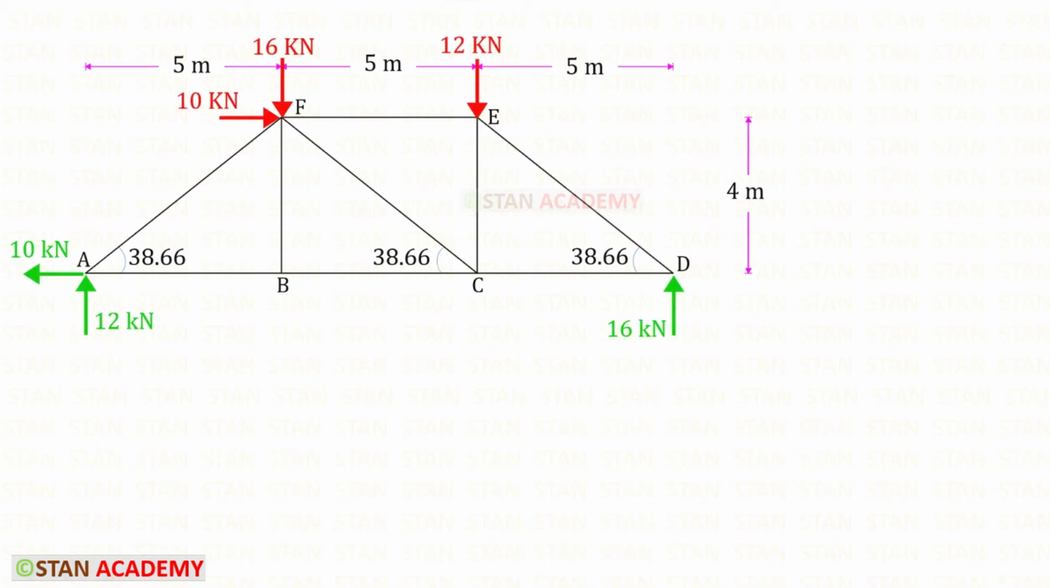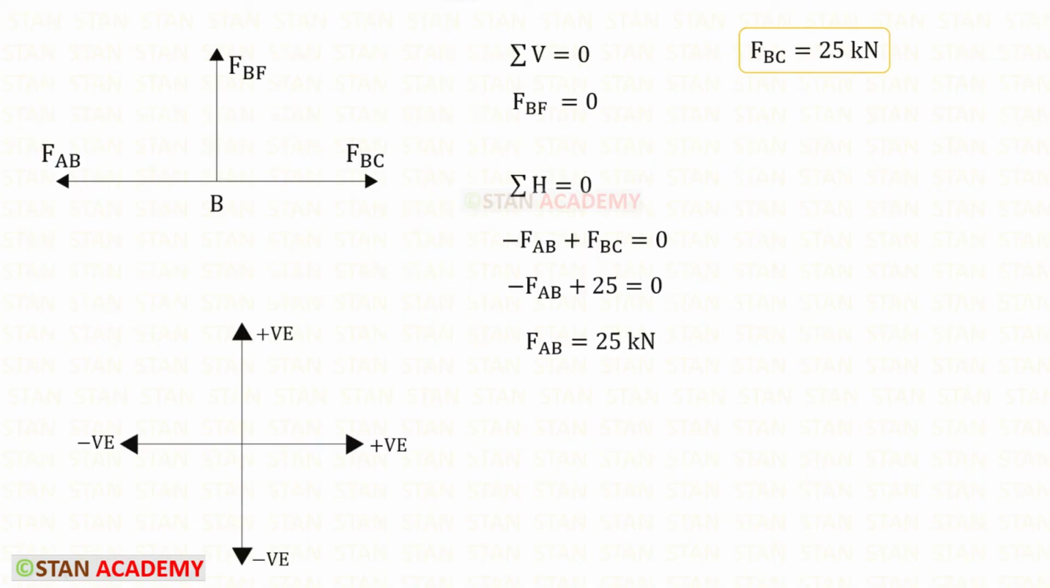Now let us take the joint B. In the vertical direction, we have only one member, FBF, so that will be 0. Let us apply this rule. This is acting towards the left side, so it will be negative, and this is acting towards the right side, so it will be positive. For FAB, we will get 25.